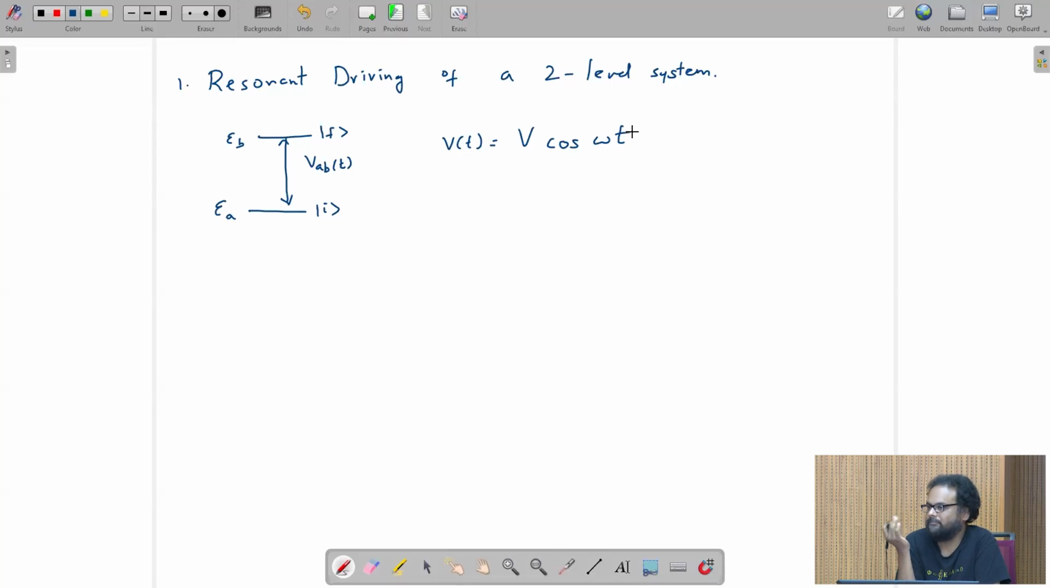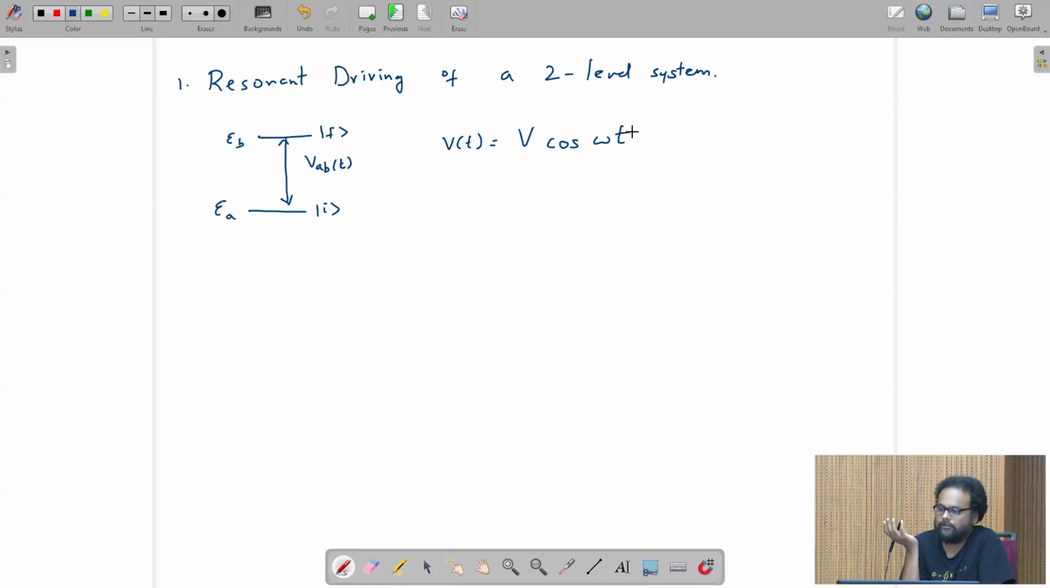Right? That's the question. That's a very simple and the most obvious question to ask. So I'm driving the system with a potential. My system is in the initial state, the ground state, to begin with. After a certain time t, what is the probability that I will find my system in the excited state? Right? So to do that, of course, we know how to deal with such a problem.